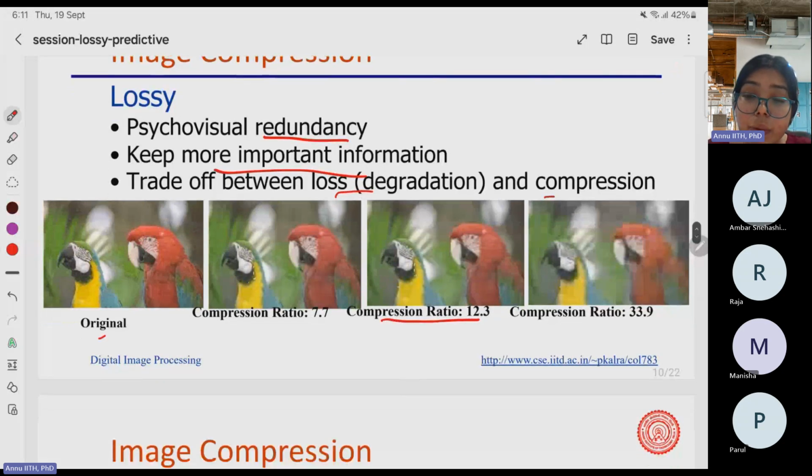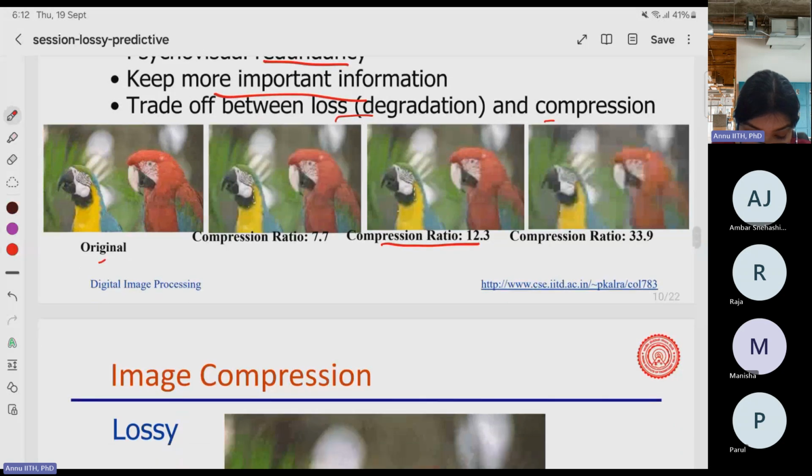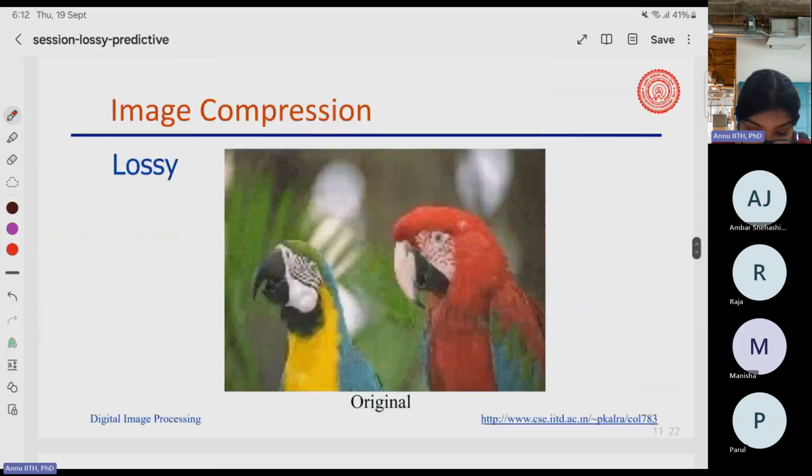But sometimes we don't even require the highest quality. That is not at all required because we want better, not best. So this is what it is about lossy compression. Okay. Now we have quantization.